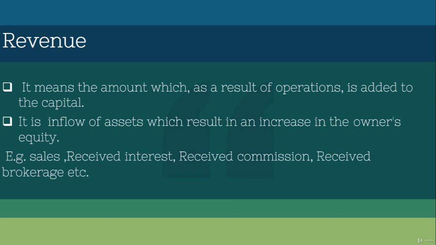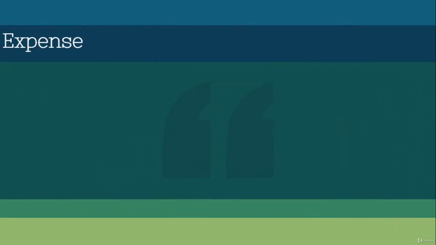Also, revenue increases the owner's equity. Why? Because if we sell the product, we sell at the cost of goods plus profit. The profit is relevant to the owner's equity. So that's that. And now we are going to look at expenses.